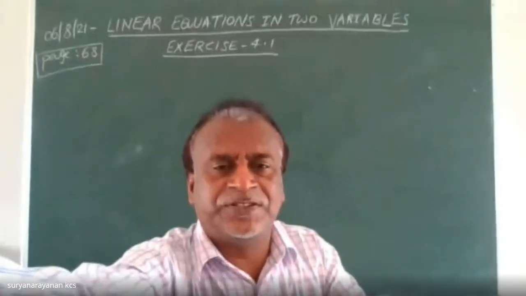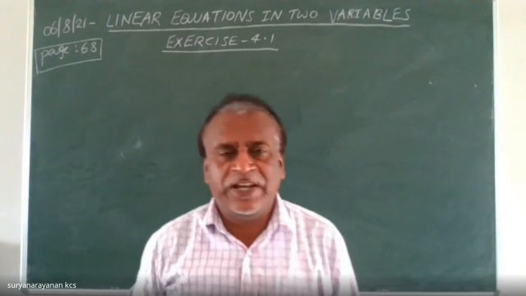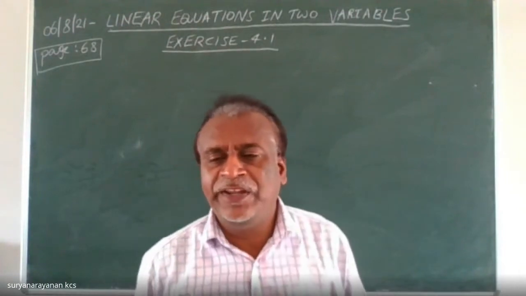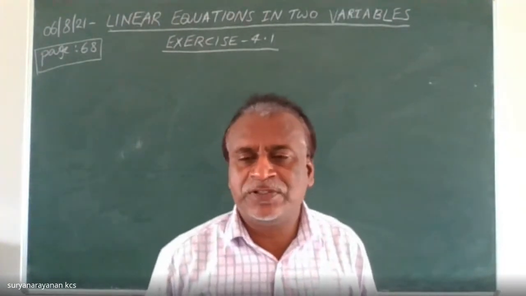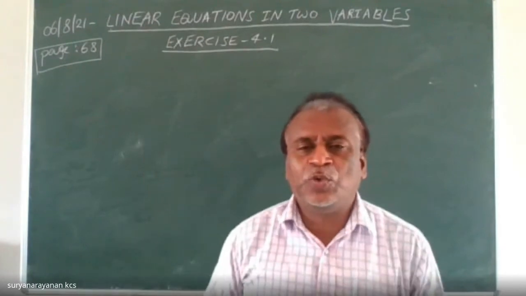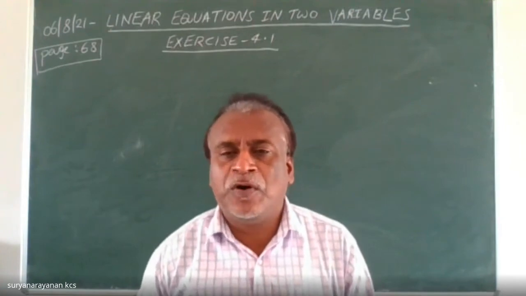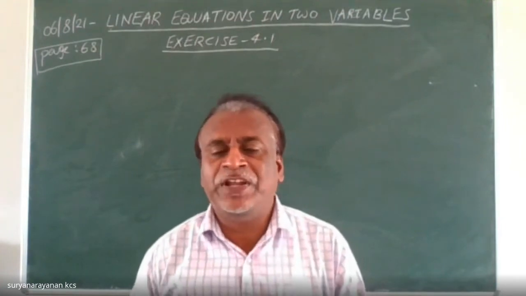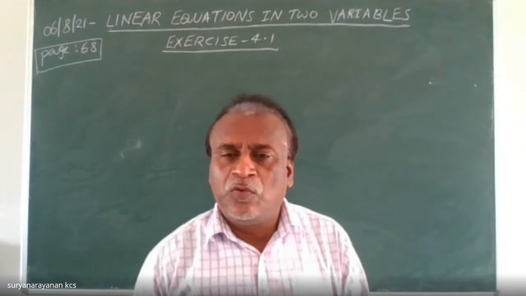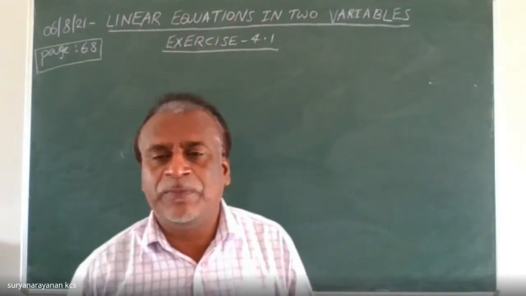Yesterday we had discussed the concepts of exercise 4.1, linear equations in two variables. I will ask you just two questions, only two questions. What is the standard form of a linear equation in two variables? Or what is the general form of a linear equation in two variables?